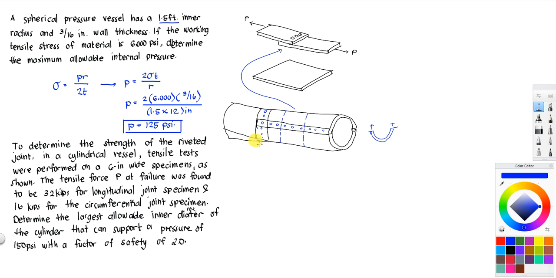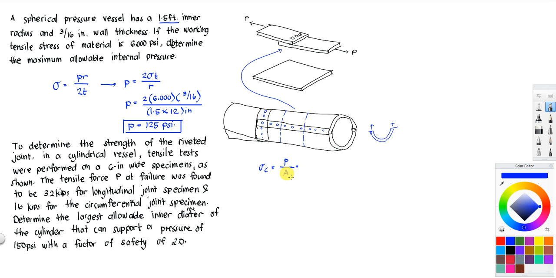So two specimens were made, one for the longitudinal and one for the circumferential. Let's start with the circumferential. The working stress is P over A, since this is tensile. But we also have the factor of safety. Normally, if the factor of safety is more than 1.0, we divide the failure capacity by the working stress.